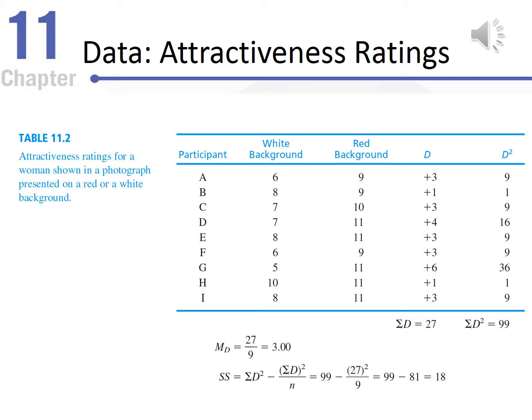We also need the sum of squares value, though, to get the variance estimate, and the calculation for that is, as you may recall, sum of d squared minus the sum of d's squared over n. So we have all of those numbers here to do the substitution. The sum of d squared is 99, stick that in, minus the sum of d's, that's 27 squared divided by the n, which is 9. So that gives us 99 minus 81, or a sum of squares equaling 18. Take a moment and make sure you understand how to get these values.